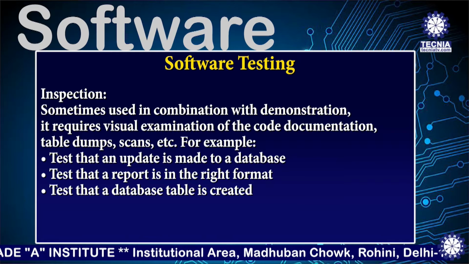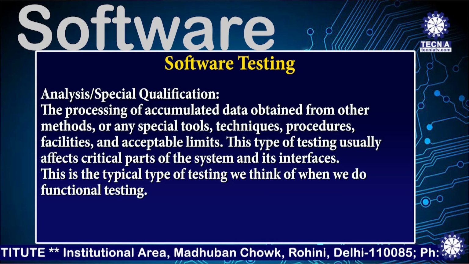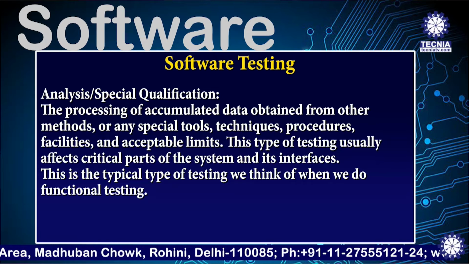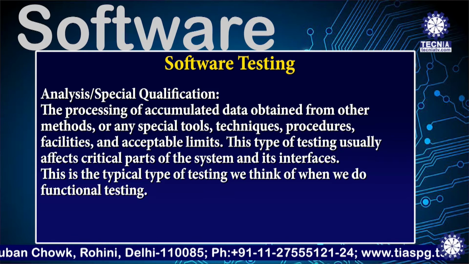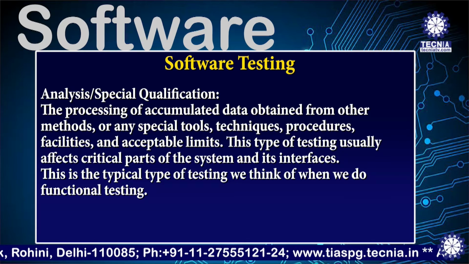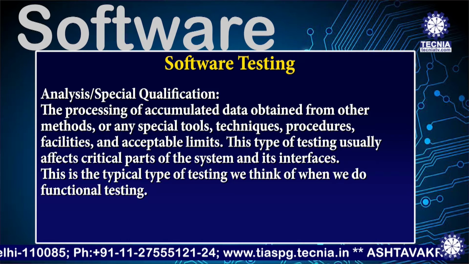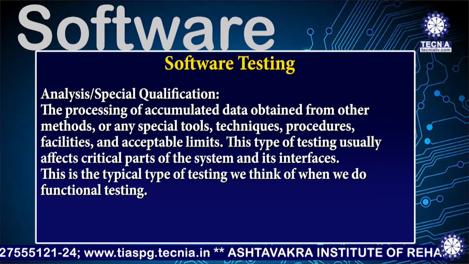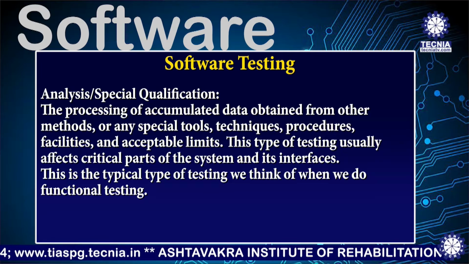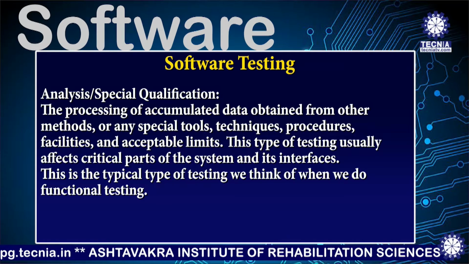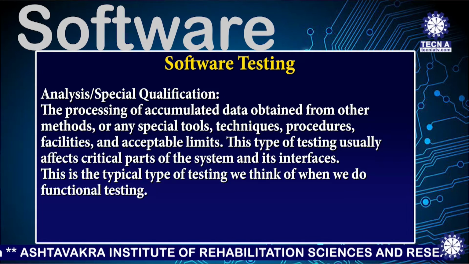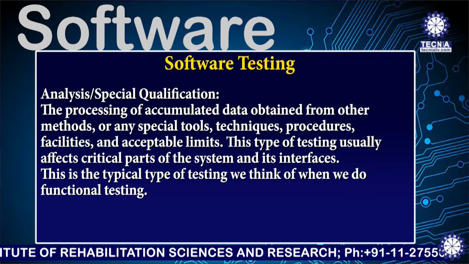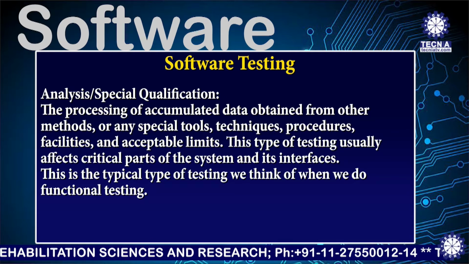Friends, the last criterion of functional testing is analysis, or special qualification. In the analysis part, instead of demonstration or inspection, we use some sort of tools, some types of techniques, some types of procedures to check whether the software is working or not. And friends, in analysis, we also check the limits of the software.